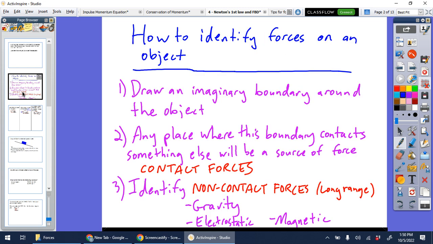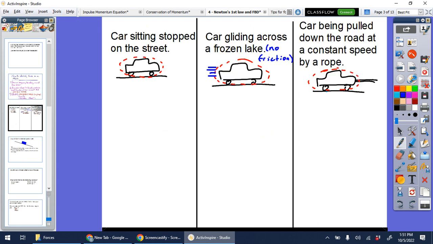Okay, so what we learned yesterday was how to identify the forces that are acting on an object, right? So you basically look for things that are touching it, and then you have gravity. Simple enough? All right, so let's practice that real quick. Here we go. Here's three scenarios. I want the FBDs of all three of those. Go.